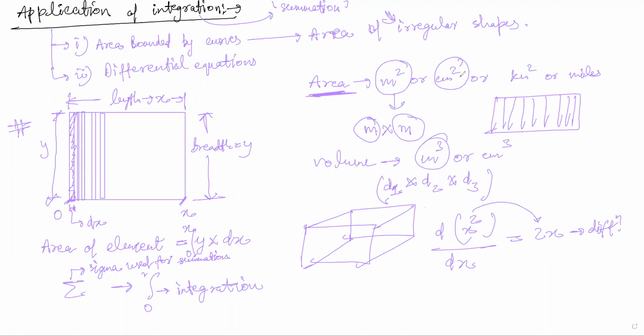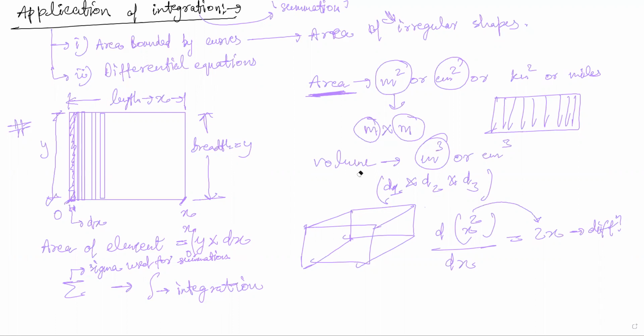And that is how the formula for the area of a rectangle came about. If you solve that, you will get x into y, which is nothing but length into breadth, which is the formula for the area of a rectangle. So to find out the area, this is a very basic concept. To find out the area, you take one element.